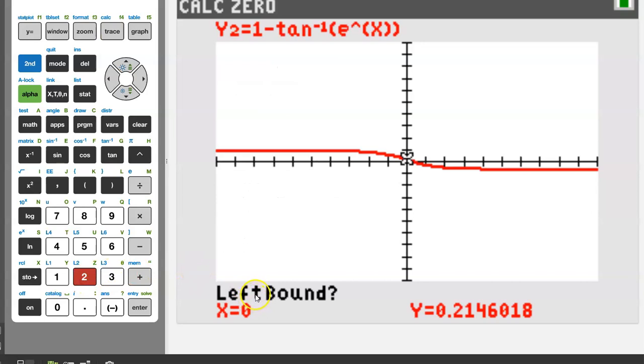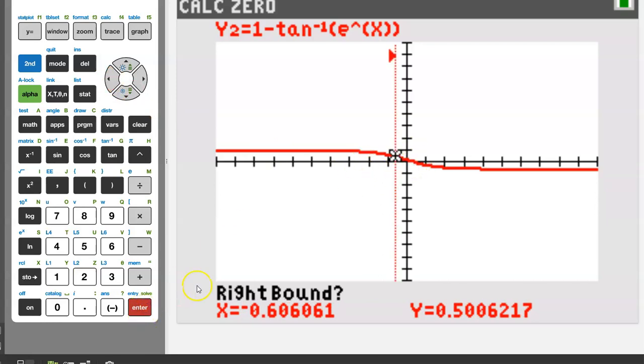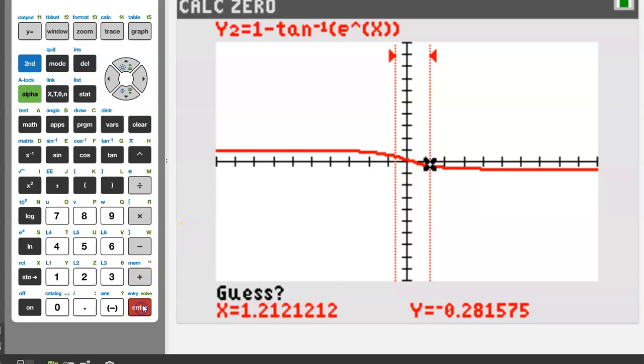When it asks me for left bound, I use my arrow keys to make sure that I'm definitely to the left of the 0, and I hit enter. Now it's asking me for a right bound. So I'm going to use my arrow key to make sure I definitely move somewhere to the right of that x-intercept, and I hit enter.